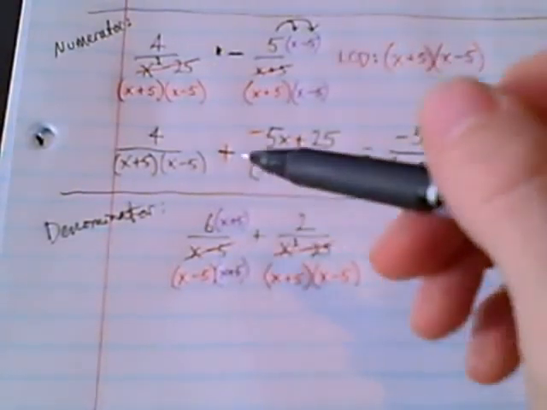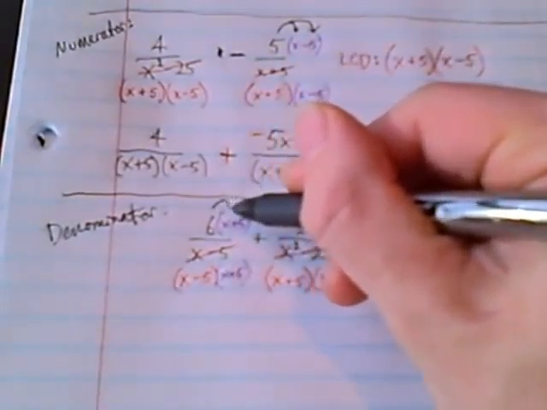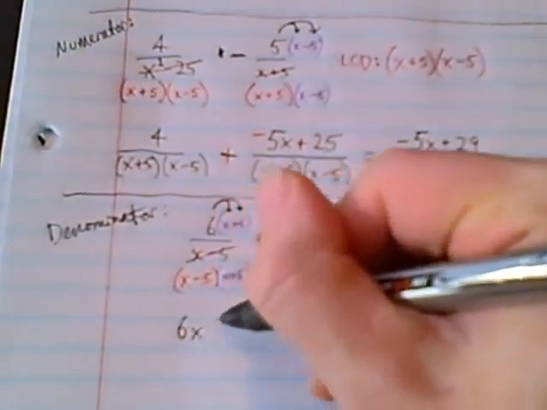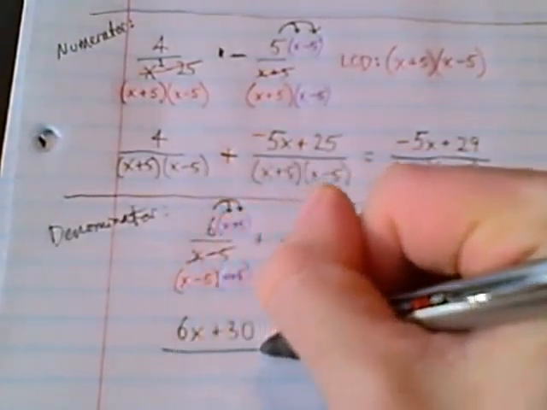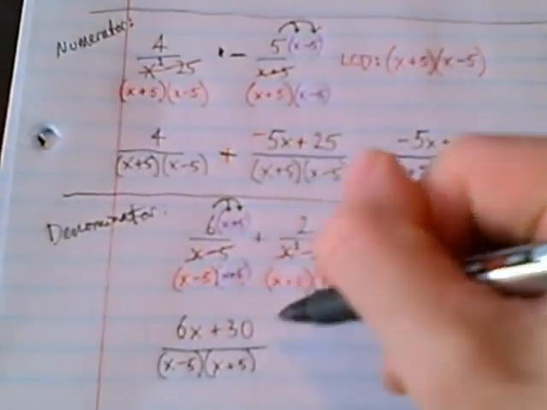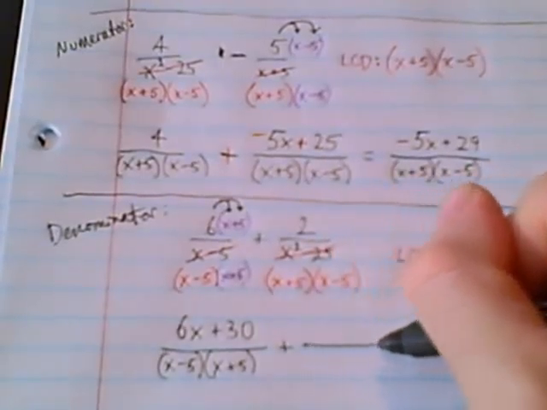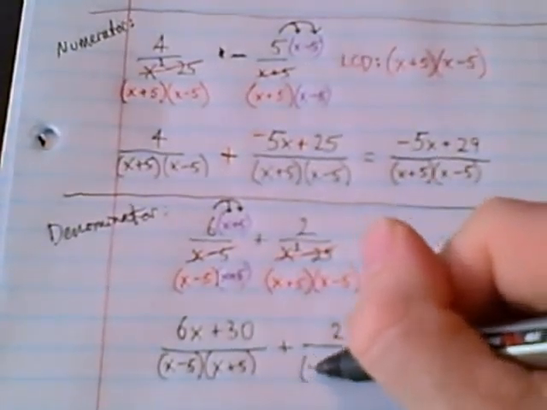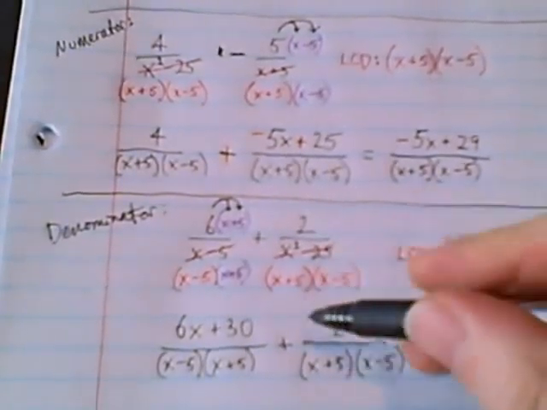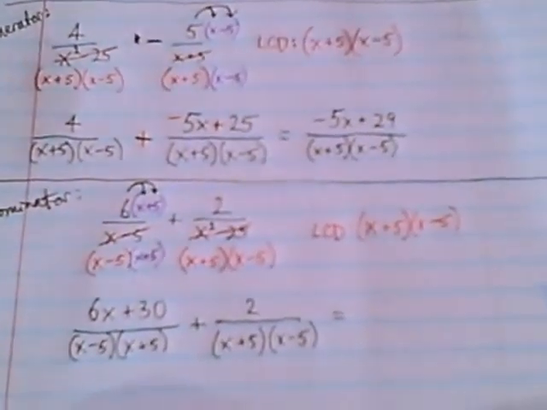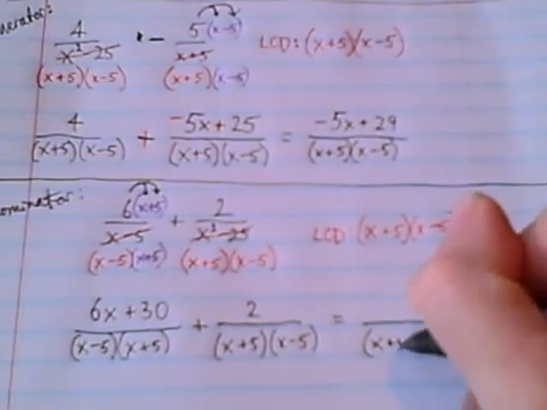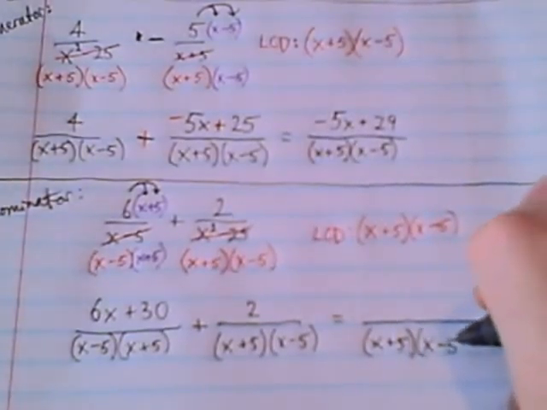So what do our fractions look like now? We want to multiply in the numerators. Looks like a 6x plus 30. Denominator is where we have our LCD, x minus 5, x plus 5. Second fraction, no change. It's still 2 over x plus 5, x minus 5. It's an addition problem, so we are ready to combine like terms. The denominator won't change. It's still our LCD, x plus 5, x minus 5.